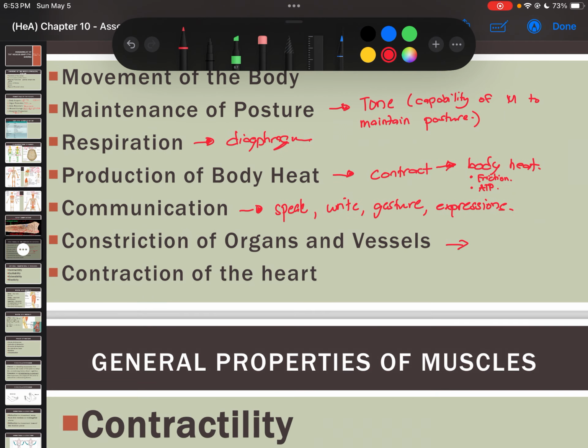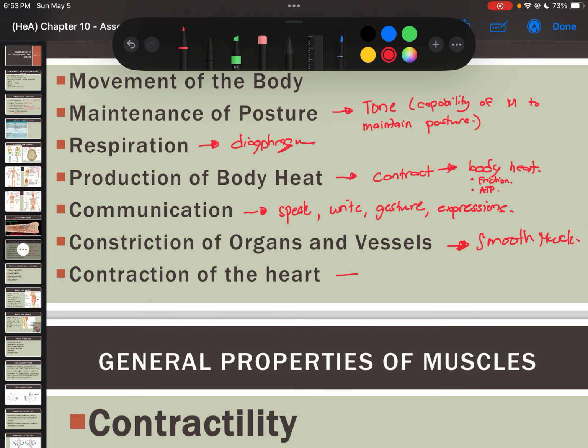Next is the contraction of the organs and vessels. These are mostly done by our smooth muscle. Now, the smooth muscle, class, is what we call automatic, or autonomic. They are non-voluntary. Meaning to say, they are not controlled consciously by us, but instead they are controlled automatically by the body. Same goes with our cardiac muscle, which is responsible for the contraction of the heart. Okay? Contraction of the heart.